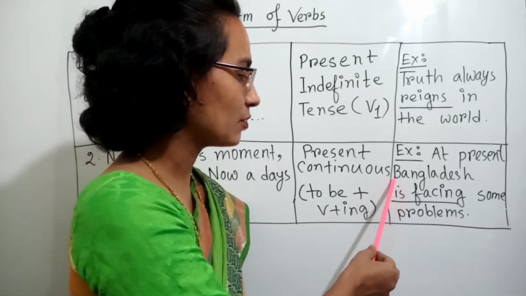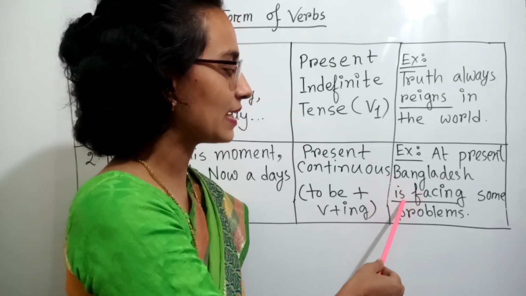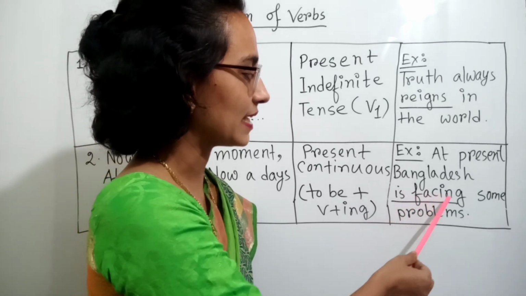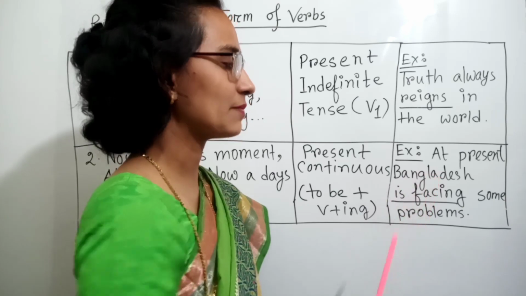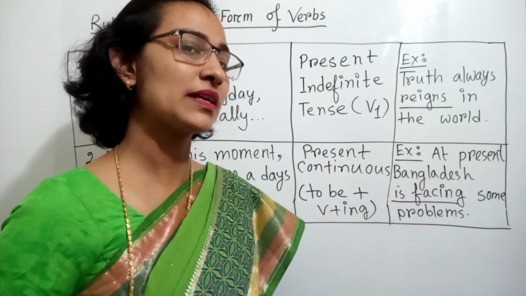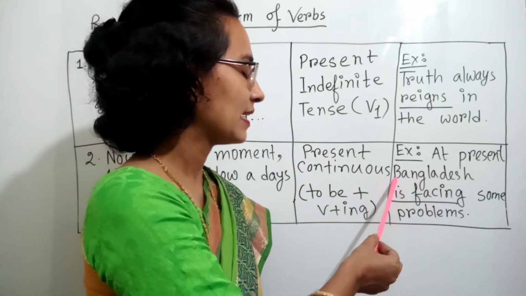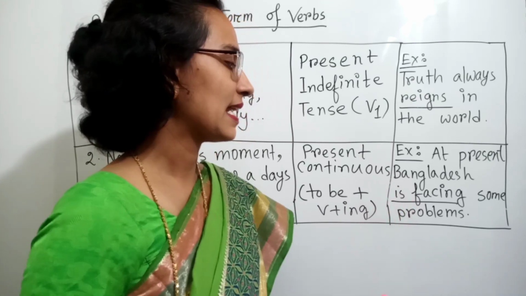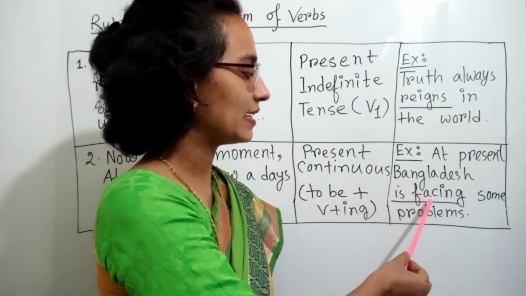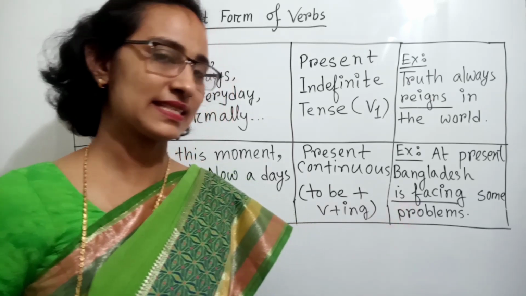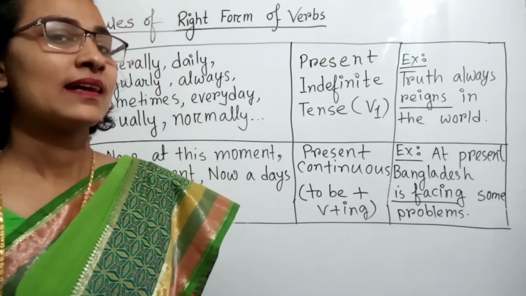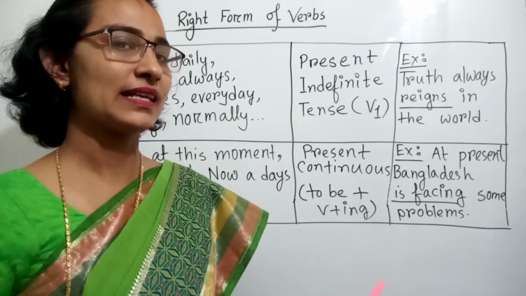And here I use is. And after is, I wrote here facing. Verb plus ing. Subject is Bangladesh. Bangladesh is third person singular number. That's why I use here is. And after is, I add here verb plus ing. This is the form of present continuous tense. So, next I will show another rules.